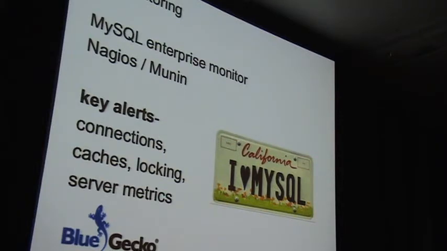The key alerts, though, that you're going to be wanting to watch: connections, pretty standard stuff. Caches, making sure you understand how your caches are being used, are they the right size. Lock contention, it's a big problem in any database, well, any database that is moving rapidly on things. And then, of course, your basic server metrics. Lots and lots of good stuff in there to keep track of.